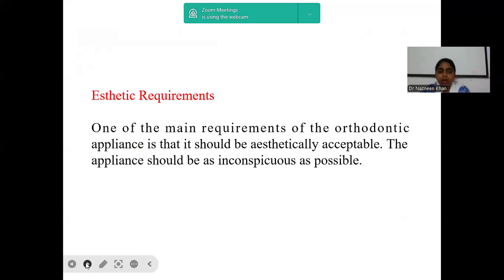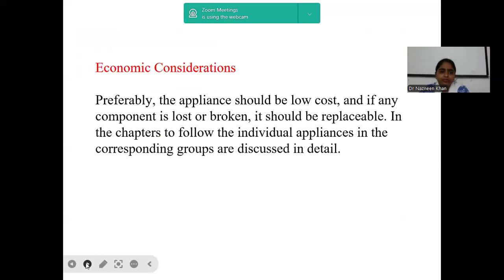Aesthetic requirements. One of the main requirements of the orthodontic appliance is that it should be aesthetically acceptable. The appliance should be in an aesthetic manner. Economical consideration. Preferably, the appliance should be low cost, and if any component is lost or broken, it should be replaceable.